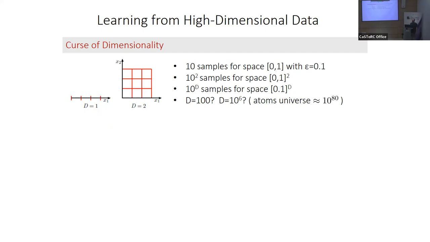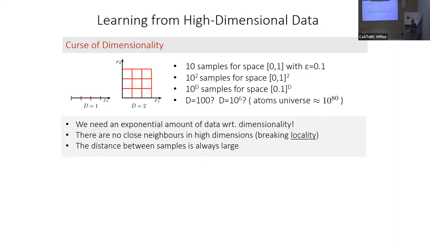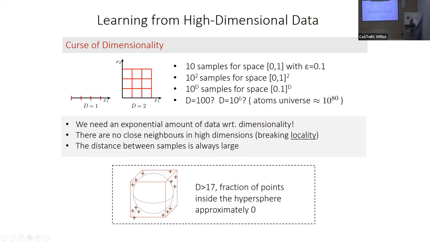So if I have images that are 1 million pixels, let's say x is the amount of data I want to sample from each dimension. So x to the power of 1 million is the data that I should need to cover this distribution. So in practice, that's probably more than the atoms that we have in the universe, right? We're not going to have more data than the atoms in the universe. It's not going to happen. So essentially, the curse of dimensionality tells us that we need an exponential amount of data with respect to dimensionality, and also that in high dimensions, there are no close neighbors. The distance between the samples is always large. So what does this mean?